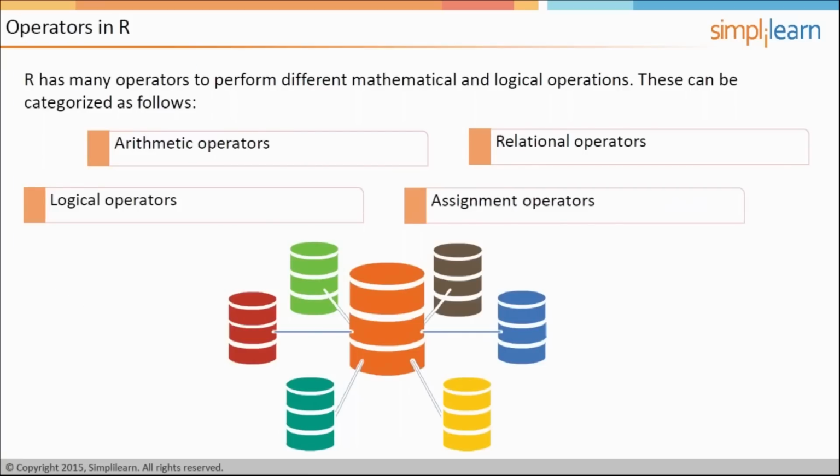So R has many operators that you can use to do math and logical operations. And the overview of those are arithmetic or mathematic operators, logical or Boolean, relational operators, and assignment operators. And we'll take a quick look at all those things.